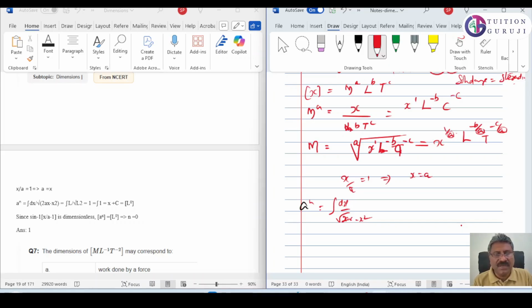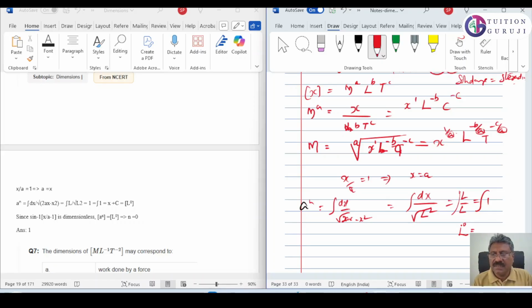Okay, therefore the dimension we can write is equal to square root of dx by L square, square root of L square. It is equal to L by L, that is 1. So the integral of 1 means, for getting 1, actually the dimension of L should be 0. That is L raised to 0.